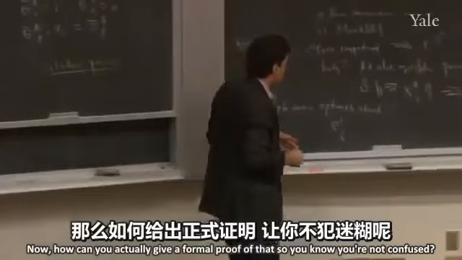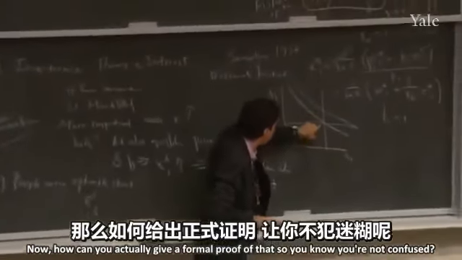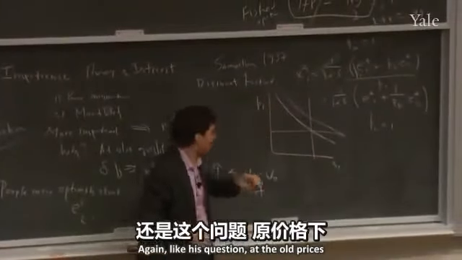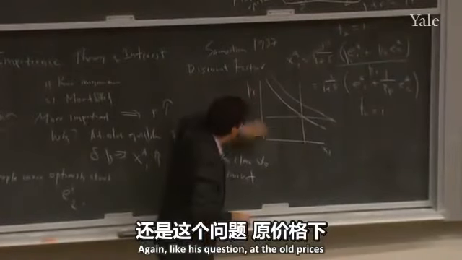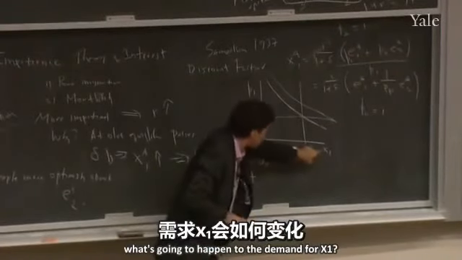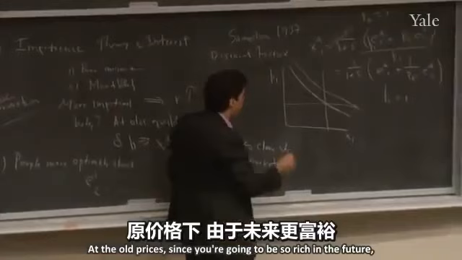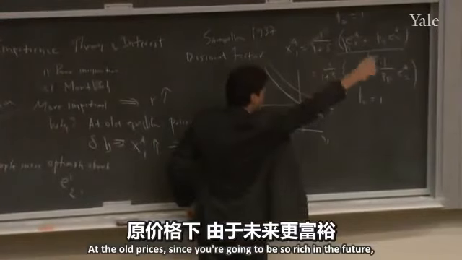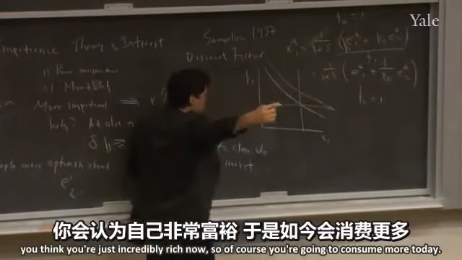Now, how can you actually give a formal proof of that so you know you're not confused? Again, like his question, at the old prices, what's going to happen to the demand for X1? At the old prices, since you're going to be so rich in the future, you think you're just incredibly rich now.